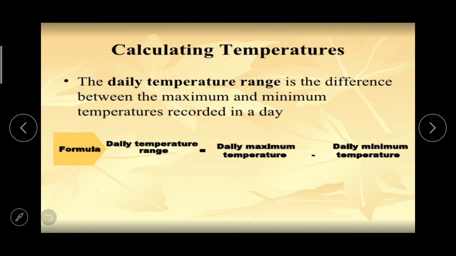Calculating temperatures. The daily temperature range is the difference between the maximum and minimum temperatures recorded in a day. Simple thing. If we calculate daily temperature range, then what we have to do? Daily temperature range is equal to daily maximum temperature, the higher temperature of that particular day we have to take, minus daily minimum temperature. By this we will get daily temperature range.